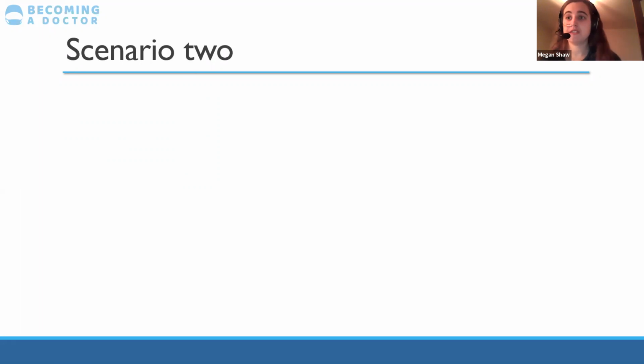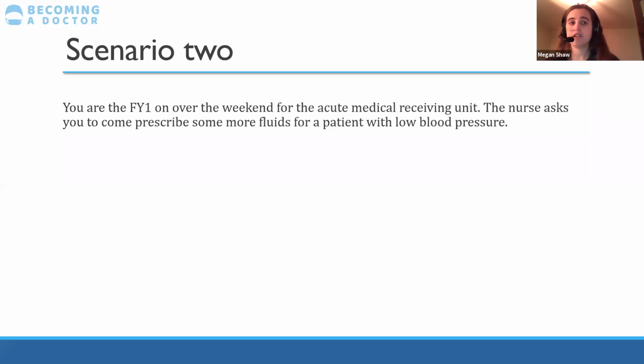So we'll do scenario 2 now. If I'm going too fast, just say. So you're the FY1 on over the weekend for an acute medical receiving unit, and the nurse asks you to come and prescribe some more fluids for a patient with low blood pressure. A really common request as an FY: please can this patient have more fluids? So this is the SBAR from the nurse, because you should never just prescribe fluids. You should always find out about the patient and assess whether they need the fluids.